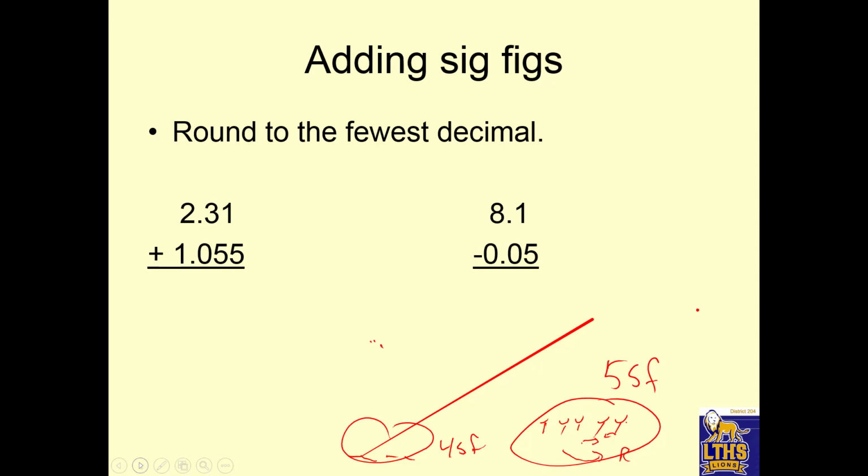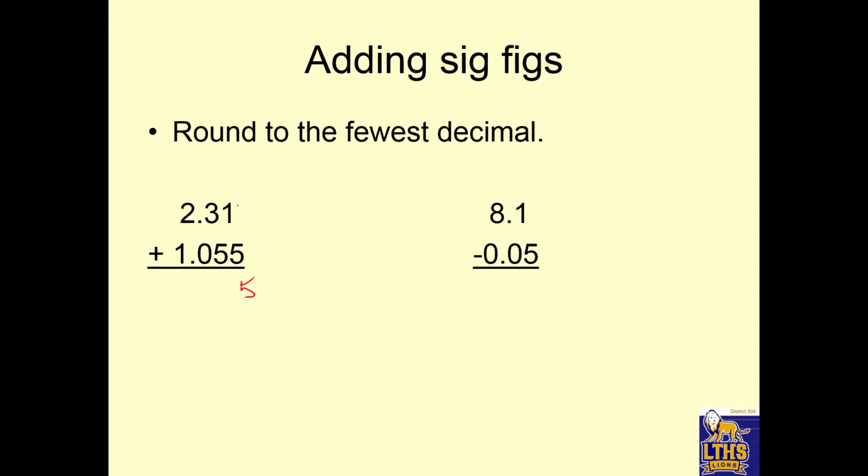Adding sig figs: round to the fewest number of decimal places. So the first thing I'm going to do is put it in my calculator, which is my genius mind. And I have 5, this will be 0, 6, 3, 3. Fewest number of decimals: this one has 2 decimal places. 3.365 would be 3.37. There's my correctly rounded number.